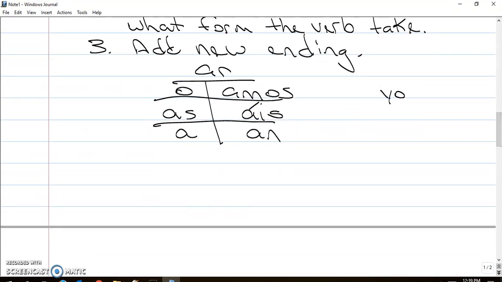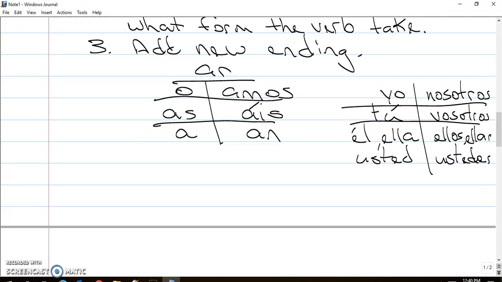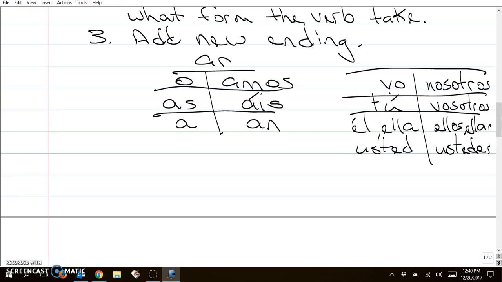So you have yo, tú, él, ella, usted, nosotros, vosotros, ellos, ellas, and ustedes. So, you'll notice these both fit onto the T chart. So, let's try a couple examples. Third number for the code, by the way, is a 5.